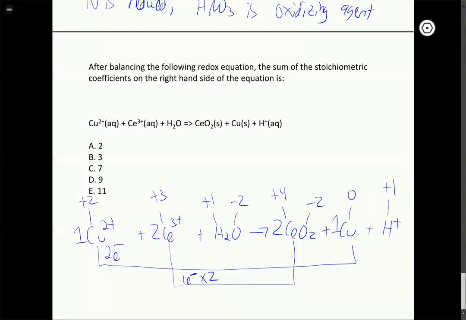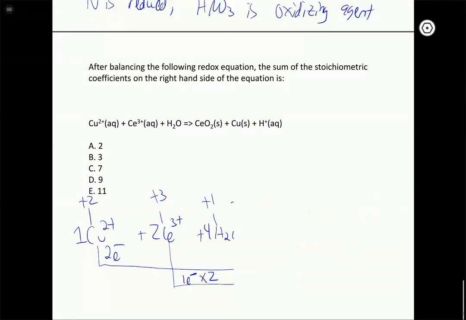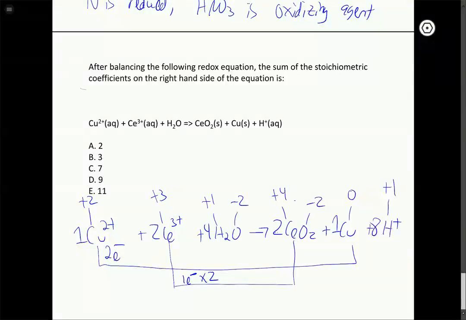And then the last thing to do is to balance everything else. We have 4 oxygens here, 2 times 2, so we need to have 4 waters on the reactant side, and if we added 4 waters, that gives us 8 H+ on the product side to balance out hydrogen. This one is looking for the sum of the stoichiometric coefficients on the right side. So the sum on the right side is going to be 2 for cerium oxide, 1 for copper, 8 for H+, a total of 11. So choice E is the correct one here.